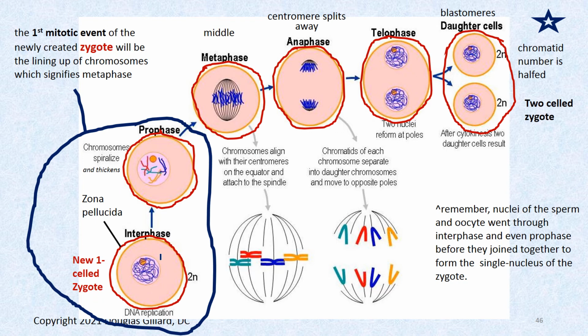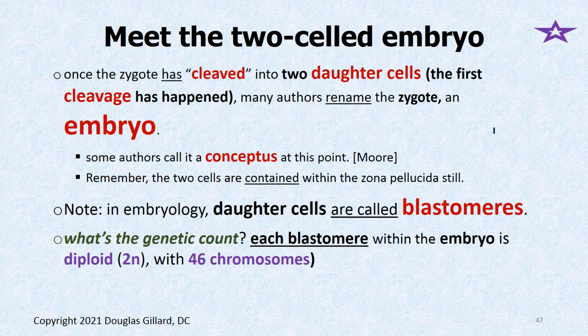We're splitting this ootid into 2s, but the Zona Pellucida doesn't split with it. The Zona Pellucida just stays on the outside. See, we have 2 cells here, but we still have 1 Zona Pellucida. So that's another kind of thing the board's books don't mention, which kind of makes this confusing. So slide 46, meet the 2-celled embryo.